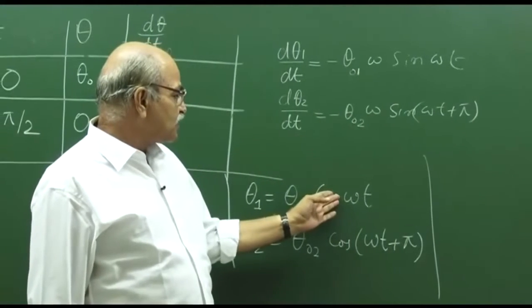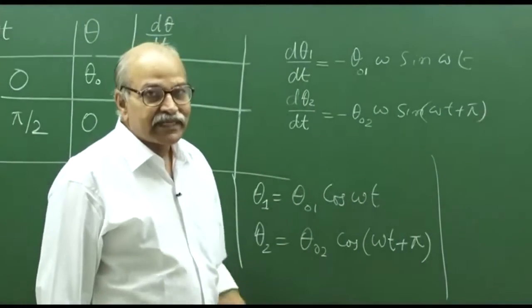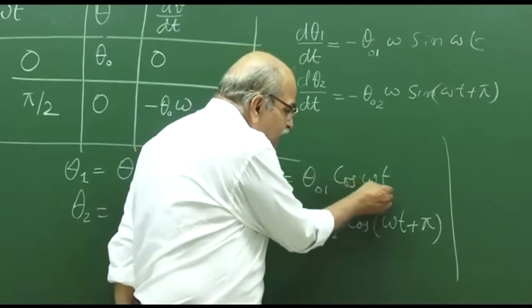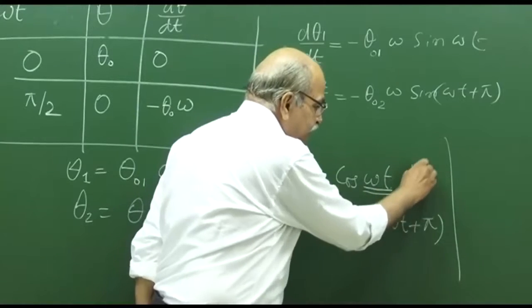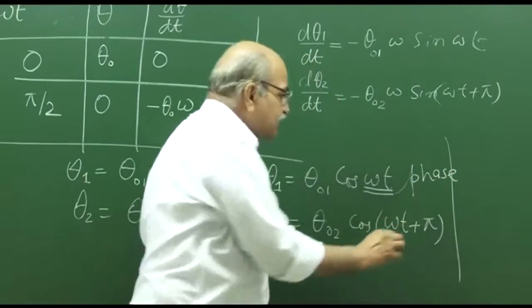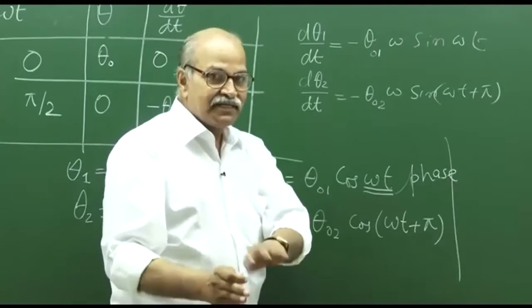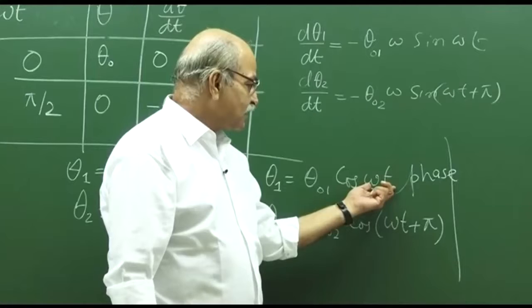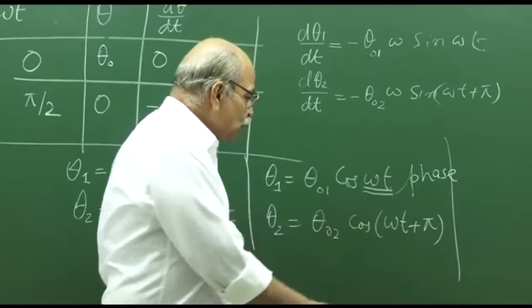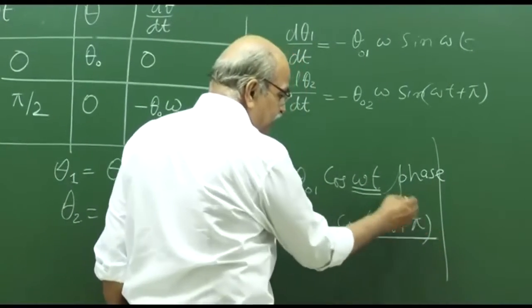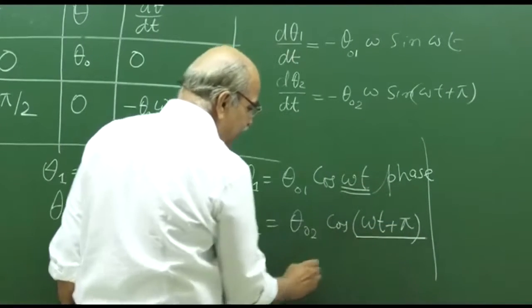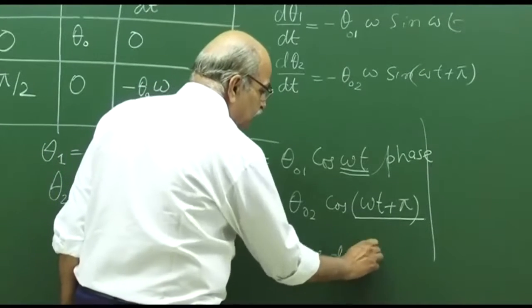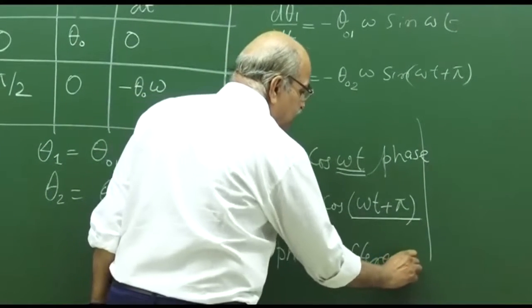When one position is positive, another position is negative. So we call this angle itself the phase. It is describing the phase, right? The phase tells in what state of oscillation it is, and this describes the phase completely. And if there are two motions, this is the phase for the first one, this is the phase for the second one, and then we call the difference the phase difference, which here is pi.